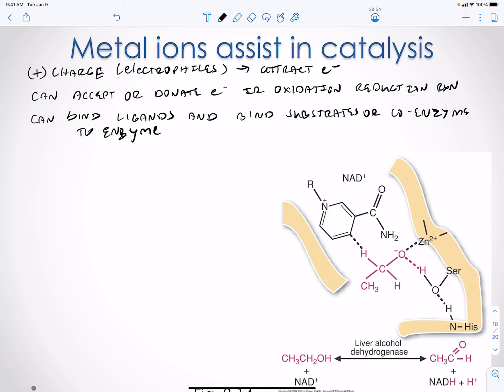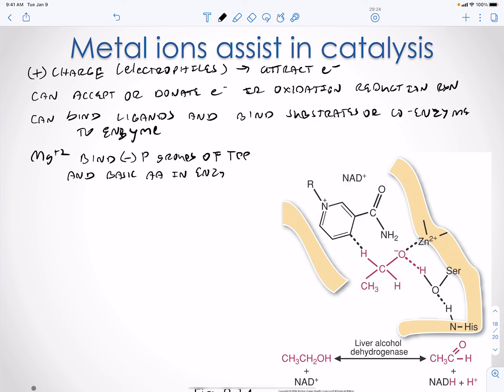An example is your magnesium is going to bind negative phosphate groups of that TPP that we just talked about, and also to anionic or basic amino acids in the enzyme. So magnesium will bind both to the coenzyme, which is TPP, and to amino acids in the actual enzyme. Another thing to note is ATP molecules always are associated with magnesium. Even though it's not written down that it is associated with magnesium, it is.